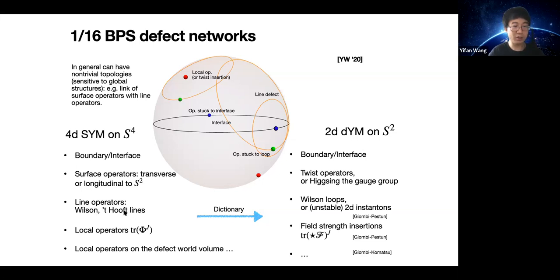More interestingly, the 't Hooft loops in the 4D super YM would modify the 2D YM theory by insertions of unstable 2D instantons in the 2D YM theory path integral. I emphasize again that if you do not have these 't Hooft loops, the 2D effective YM theory that lives on this S2 coming from localization is restricted to the so-called zero instanton sector. Furthermore, local operators will just map to insertion of the field strength in the 2D YM theory. There's a similar dictionary for local operators restricted to the defect world volume of the above defects.